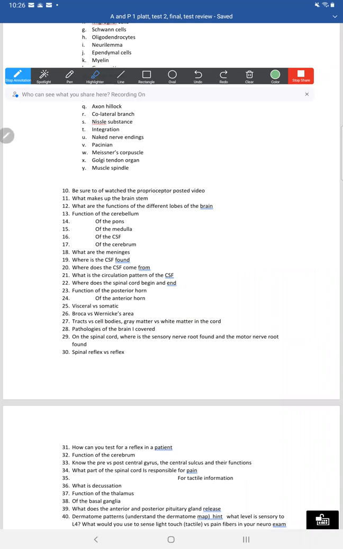Okay, on the spinal cord, where is the sensory nerve root found and the motor nerve root found? Okay, so don't confuse the nerve root versus the anterior and posterior horn. Okay, I've seen that done as confusion. Of course, on my end, it's hard to tell if they just didn't know or if they were confused by it, right?